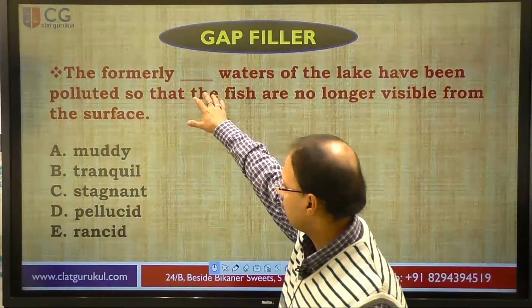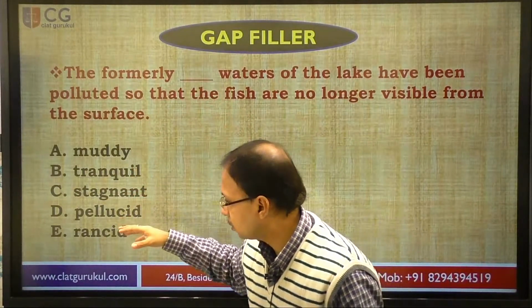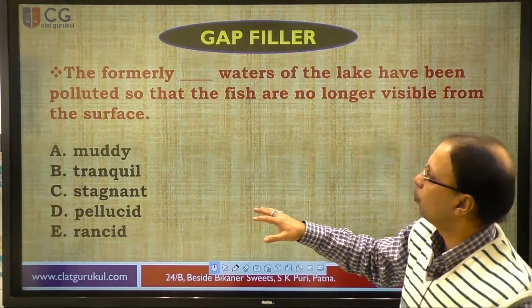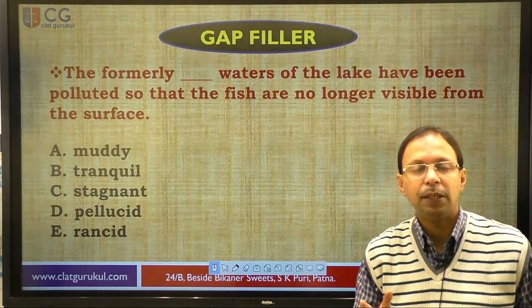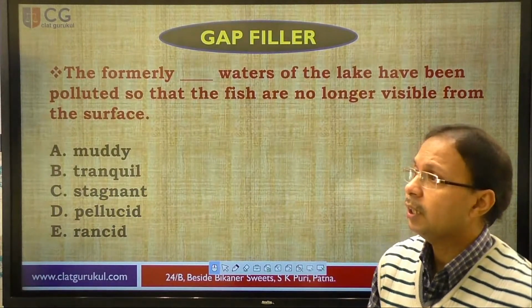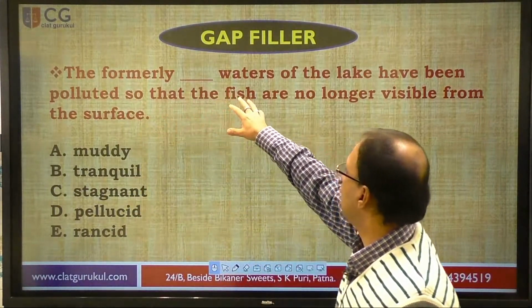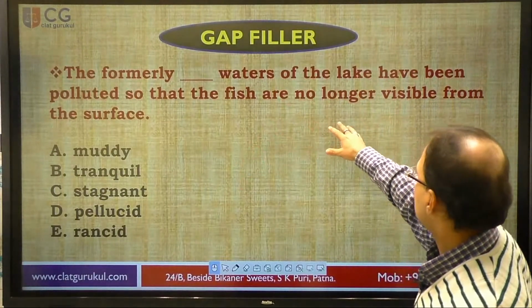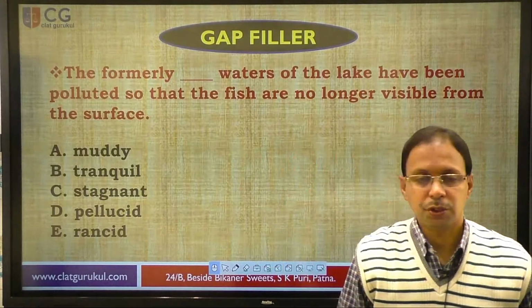Muddy, it doesn't fit in the blank. Tranquil, it is not applicable over there. Stagnant means just confined, not at all. Pellucid, it is the word. The formerly pellucid waters, translucently clear. Pellucid means translucently clear, so it should be placed in the blank. The formerly pellucid waters of the lake have been polluted so that the fish are no longer visible from the surface. It should be pellucid, right?